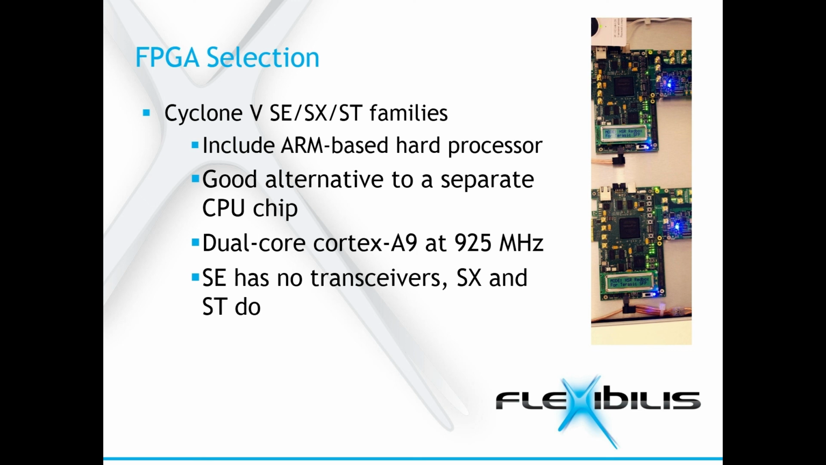SE version is without transceivers, and the transceivers in SX version are fast enough to support all gigabit Ethernet standards. Transceivers in ST version support transfer speeds up to 6.144 gigabits per second, which is far more than enough for gigabit Ethernet.